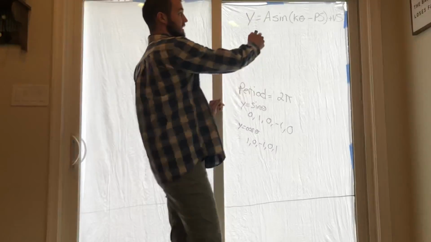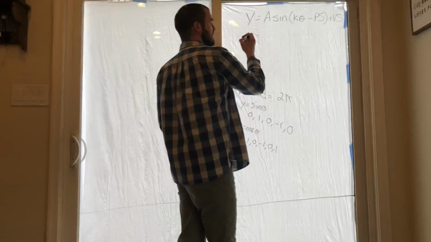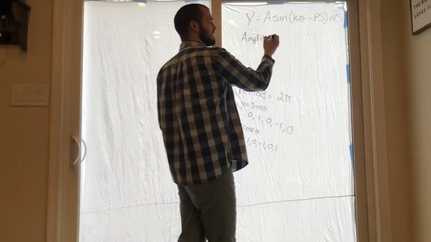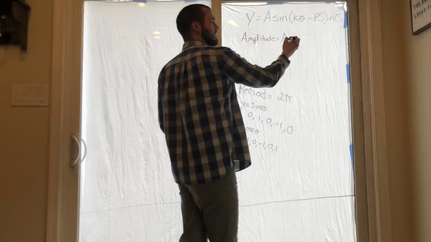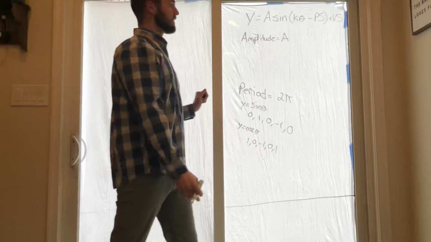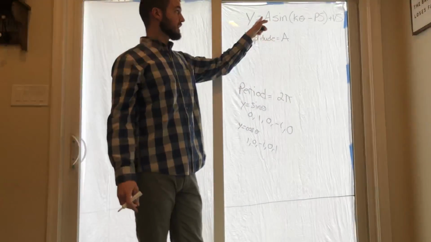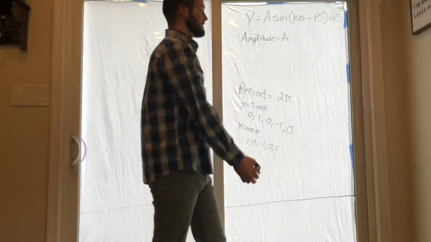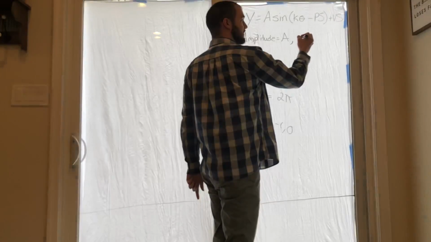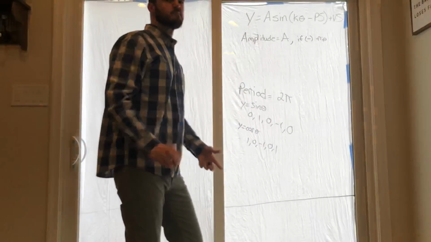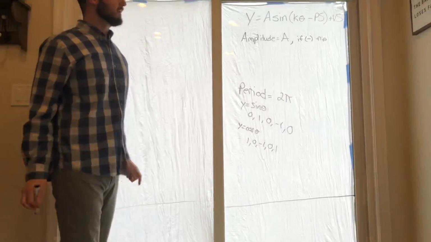This is the same thing. We're just going to give it a name and call it an amplitude, and that's your A. It's the vertical stretch and shrink. Just remember what happens if that value is negative: that means it gets flipped. So if negative, flip. That's important to talk about.